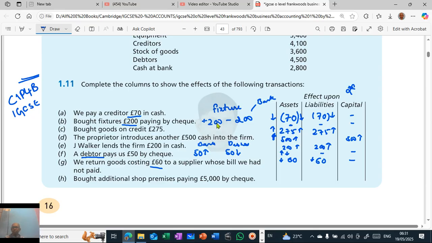Then we bought additional shop premises, paying 5,000 by check. So what is happening here? Premises is increasing, whereas bank account is decreasing. So one asset is increasing, and another asset is decreasing. Premises is increasing, whereas check, that is bank, is decreasing. The net effect is nil because both accounts are asset accounts. So there is no effect on liabilities, no effect on capital.